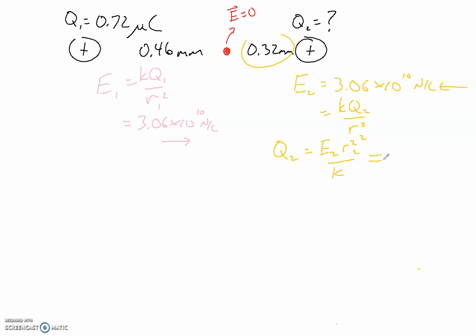And I know it should be less than 0.72 microcoulombs because it is closer to have the same effect. So I should get around 3.5 times 10 to the negative 7 coulombs. And if we put that in the same notation with the micro, that is 0.35 microcoulombs, which is smaller than Q1, which is what I was expecting. So there's my second charge. Okay, so that is how to do a question like this.